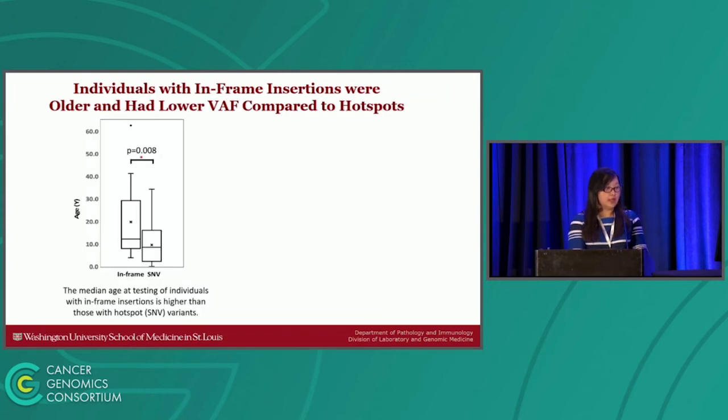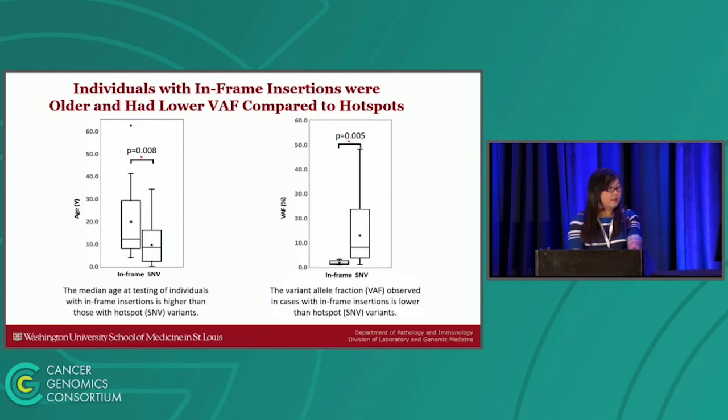We also analyzed the age distribution as well as the variant allele fractions in those cases. The median age at testing for individuals with the in-frame insertion is about 12.3 years old, while the median age with the hotspot was about 8.6 years old. This finding is consistent with the milder phenotype spectrum associated with the in-frame insertion variants. The variant allele fraction observed in cases with in-frame insertions is about 1.4% at the median, and the median VAF in the hotspot missense variants is about 8.2%.